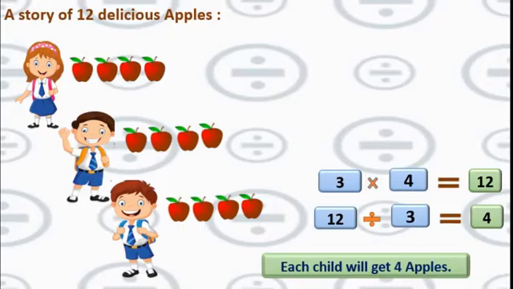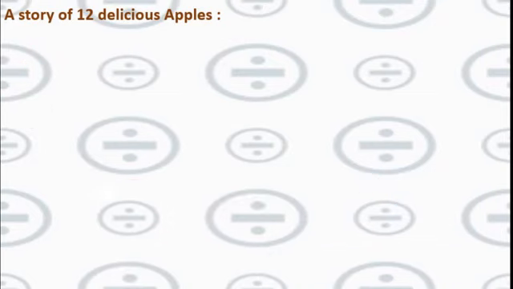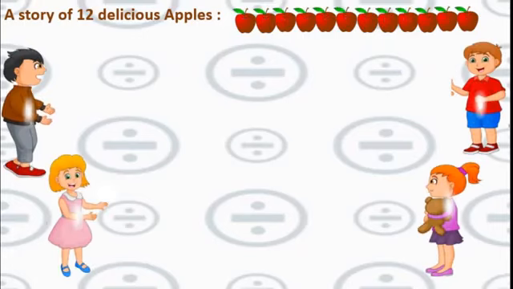First we distributed among 2 children. Now we distributed the same apples among 3 children. Next we will see. Again 12 delicious apples are there. And now we can see 4 children are there. Isn't it? 4 children. So now we are going to distribute these 12 apples among these 4 students.